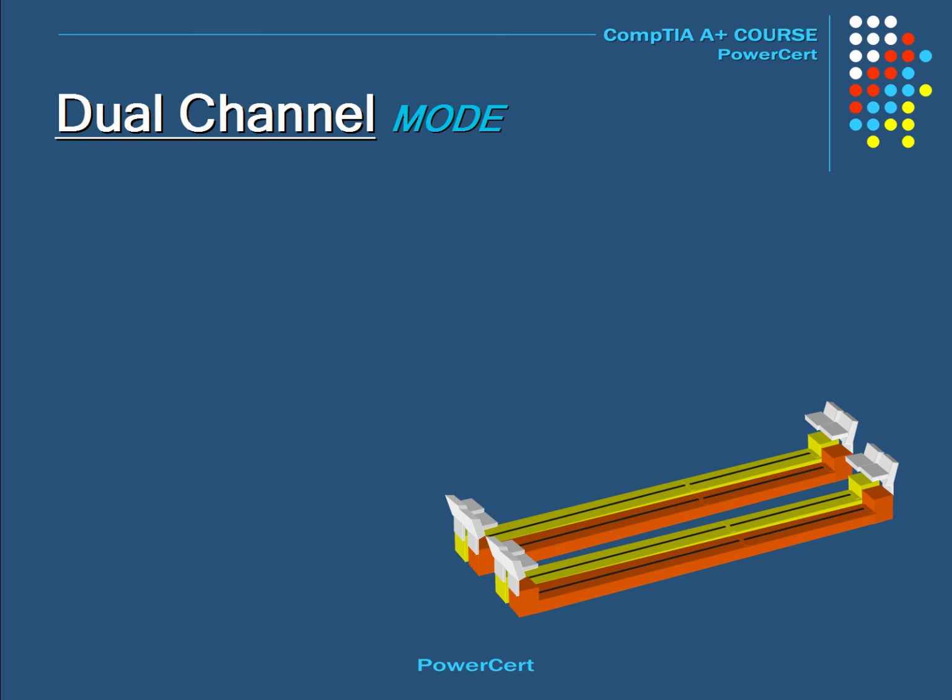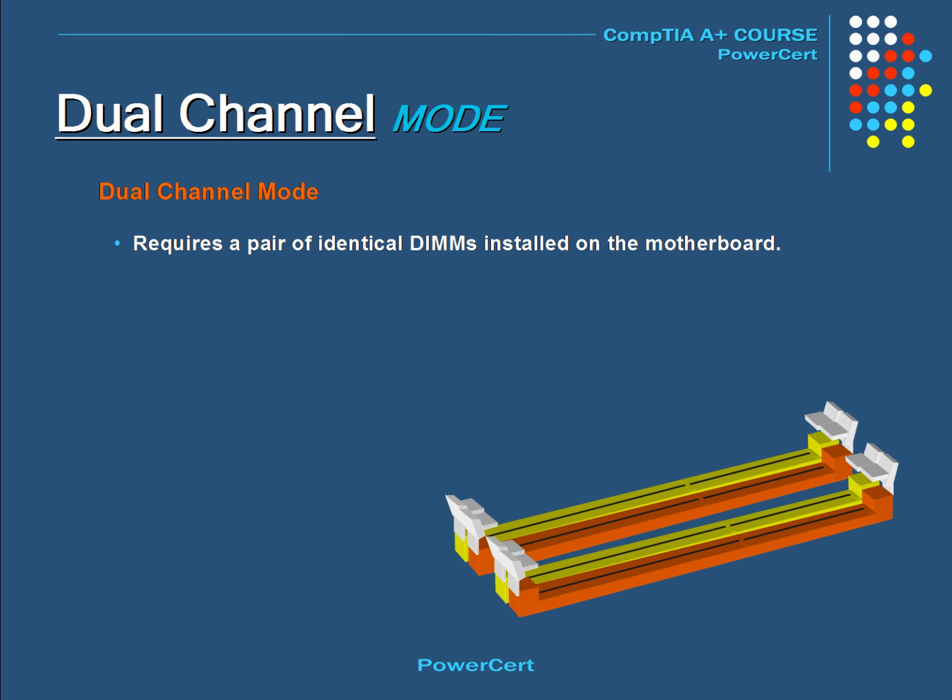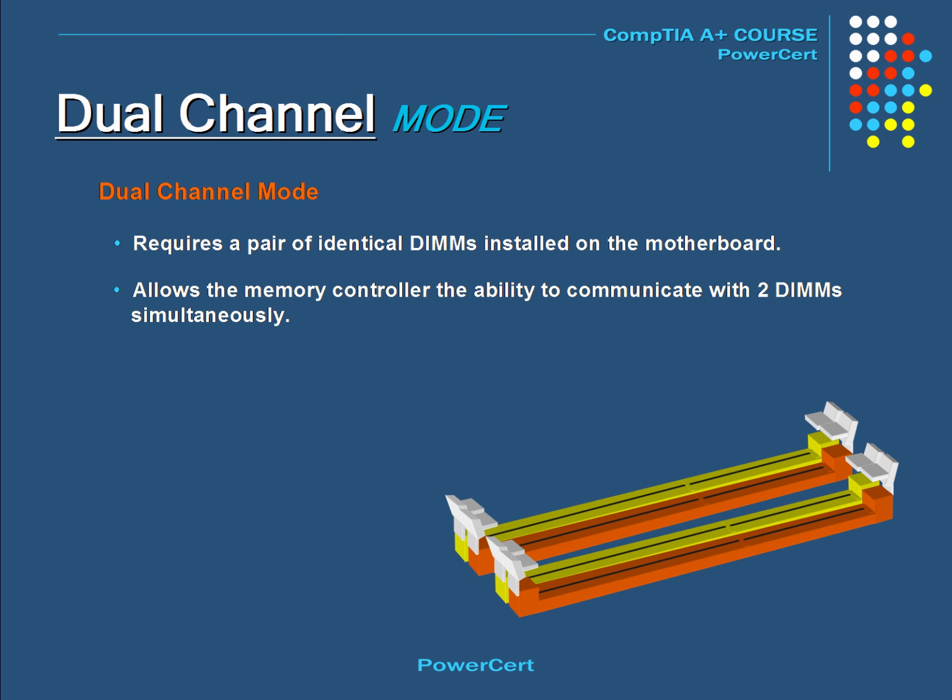To meet the higher demands of faster processors and memory controllers, a new technology was developed called dual-channel mode. Dual-channel mode requires a pair of identical DIMMs installed on the motherboard, which allows the memory controller the ability to communicate with two DIMMs simultaneously, which increases the speed of accessing the memory.